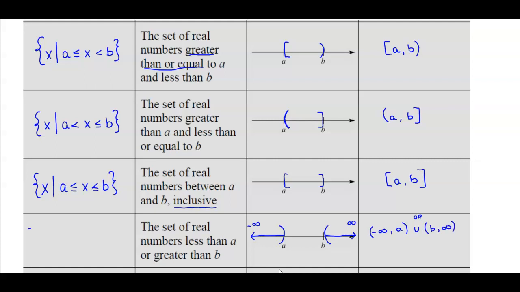And so in set builder notation, we would write it as the following. X such that x is less than a, or x is greater than b.